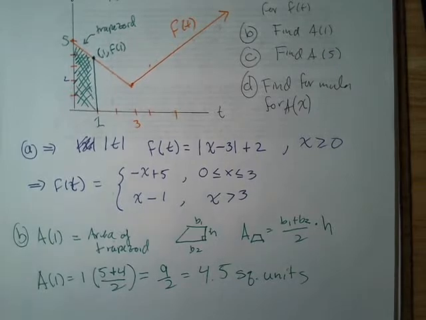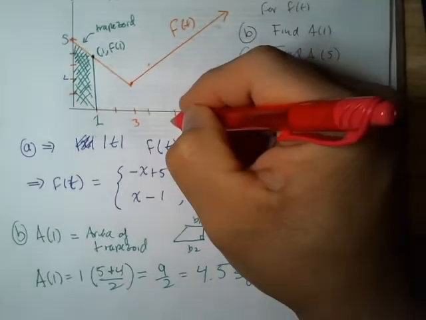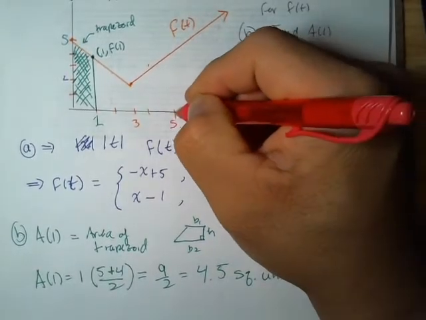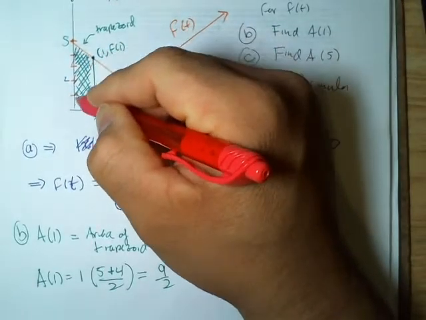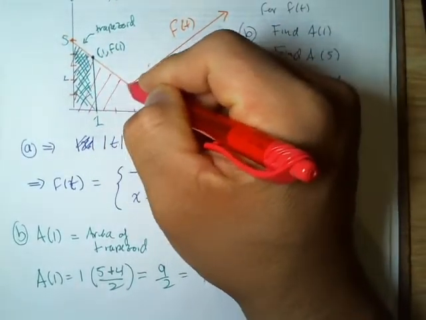All right, so now what happens as I go up further to a5? Now this does not look the same, so here I want to find all of this area.